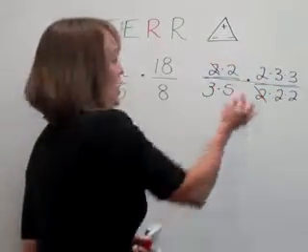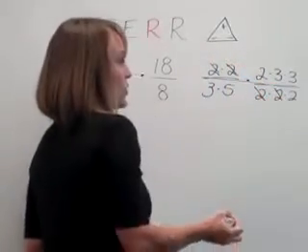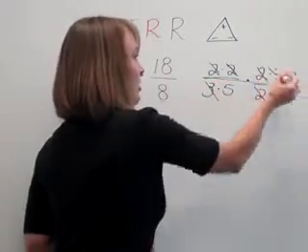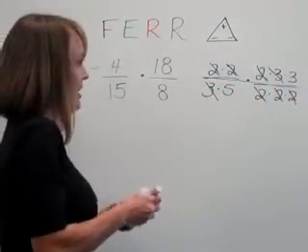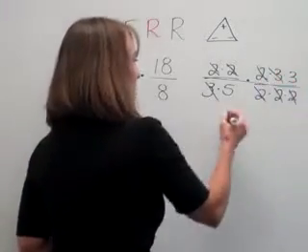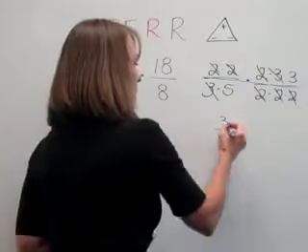2 divided by 2 is 1. 2 divided by 2 is 1. All my 2's are going to cancel, and I can cancel one of my 3's. Looks like nothing else cancels, so the only thing left is we need to rewrite. We have a 3 on the top and a 5 on the bottom.